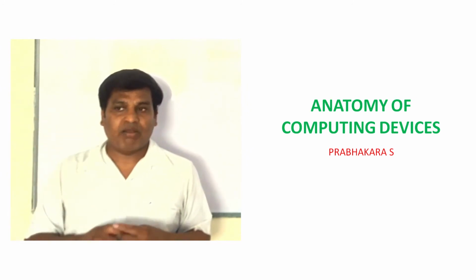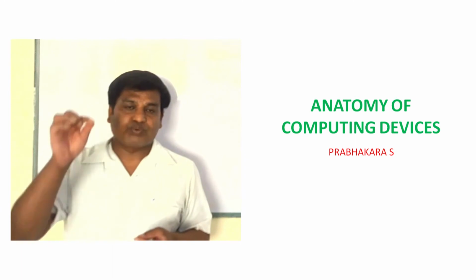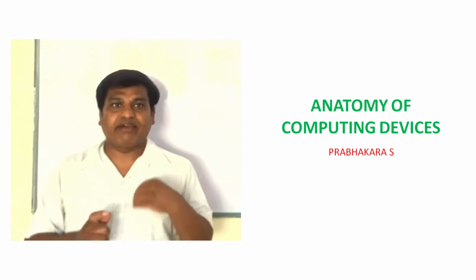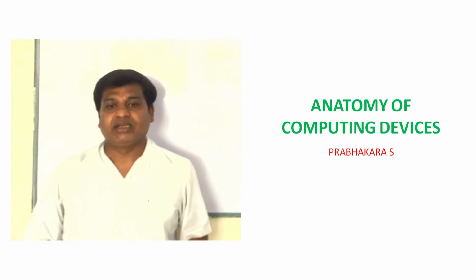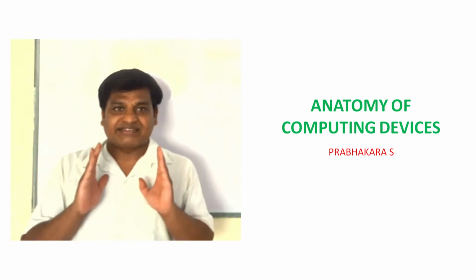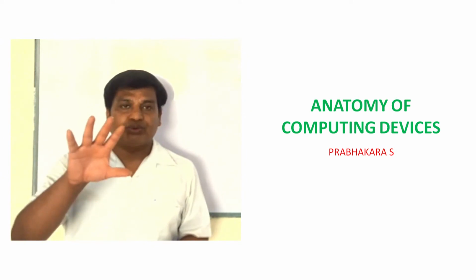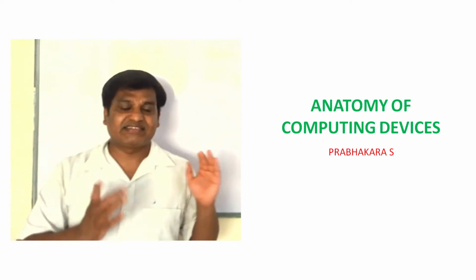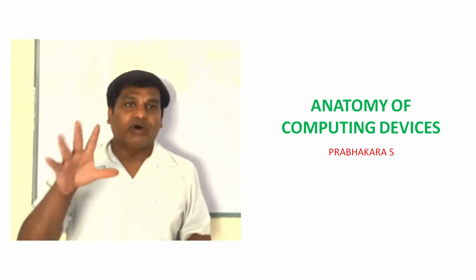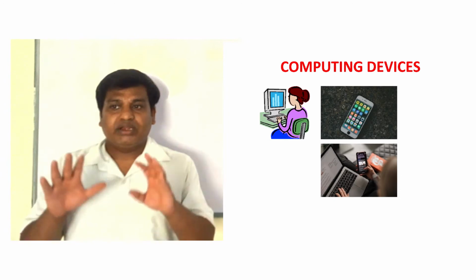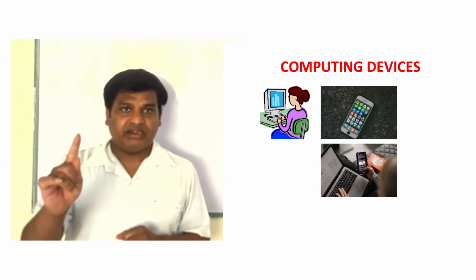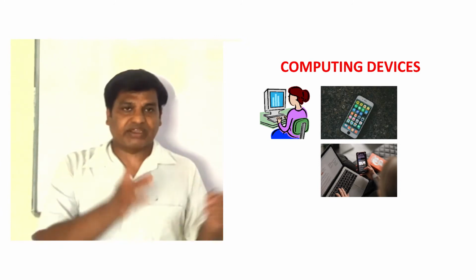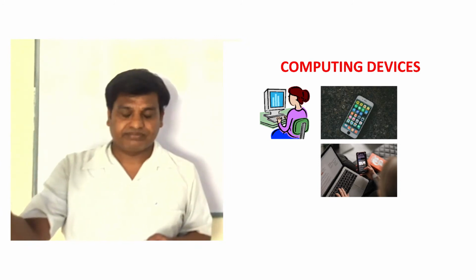That's actually correct, because a computer is one computing device. You have so many computing devices and a computer is one such. Taking a computer as an example, we will try to make you understand what is inside computers and how they work. Computing devices have two important components. One component is hardware, the second component is software.